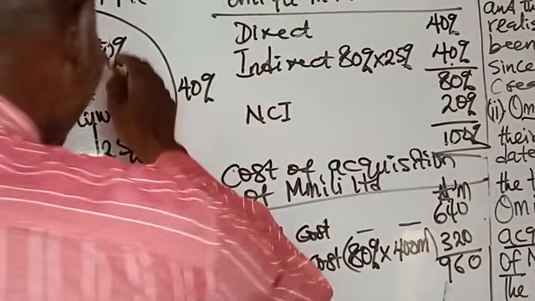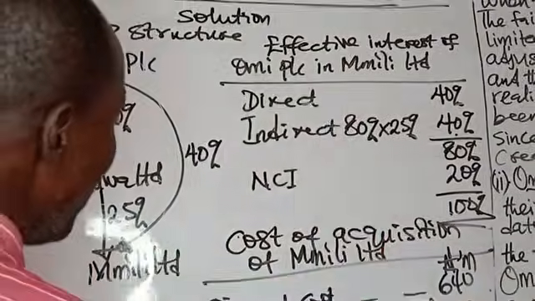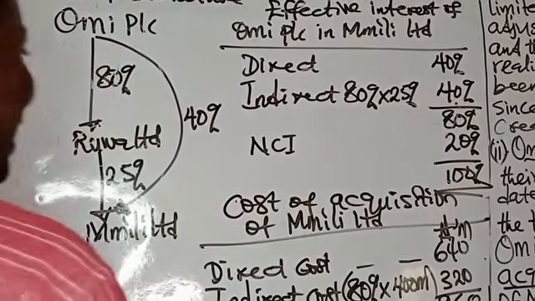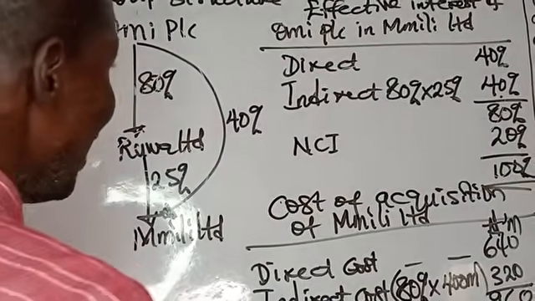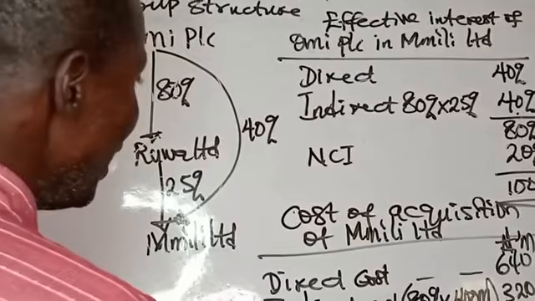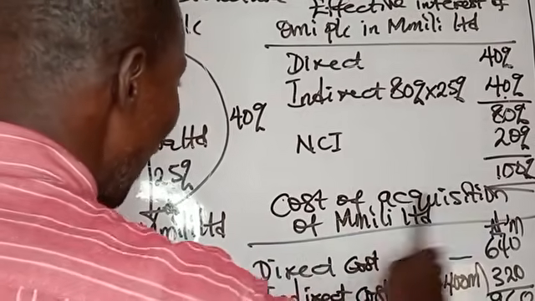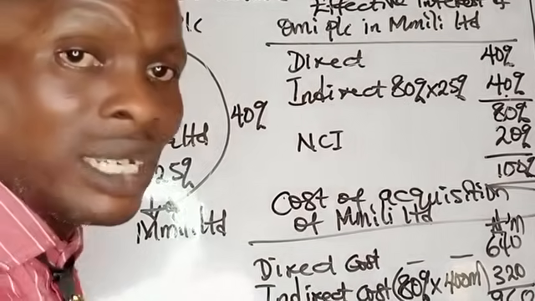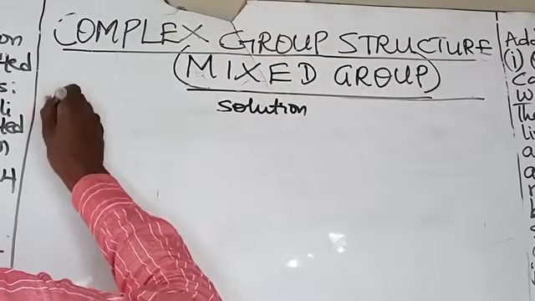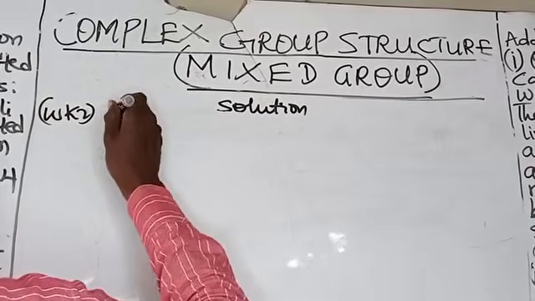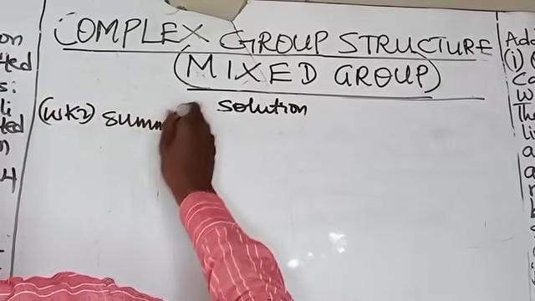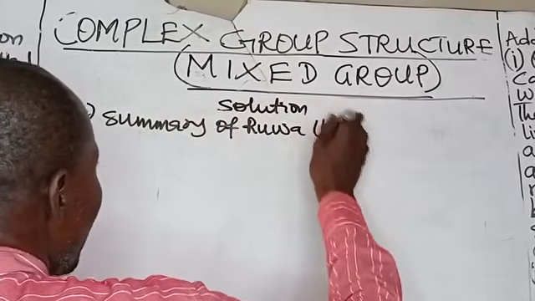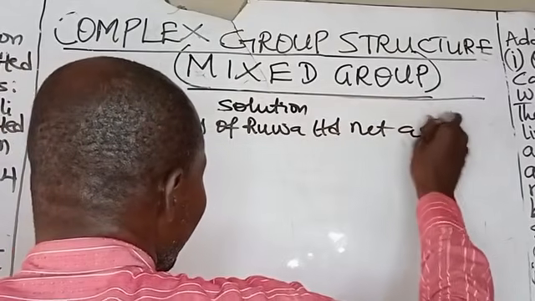Now, having established the group relationship, the effective interest of Omi has been determined. Then we equally determined the cost of acquisition of Mili. Then the next thing is to present the summary of the net assets. Working 2: Summary of Ruwa Limited net assets.